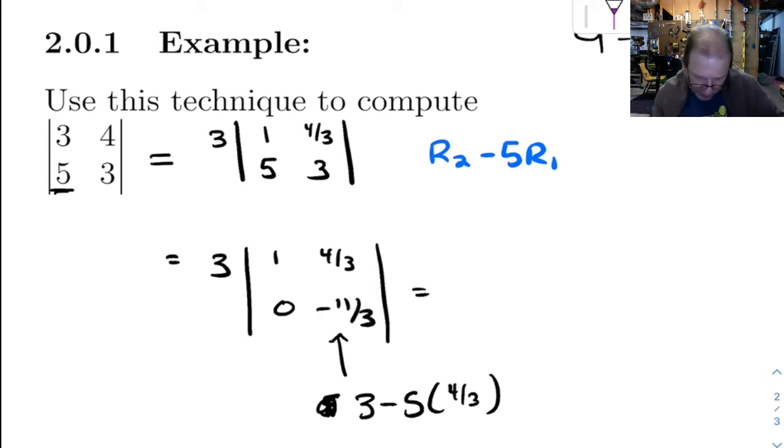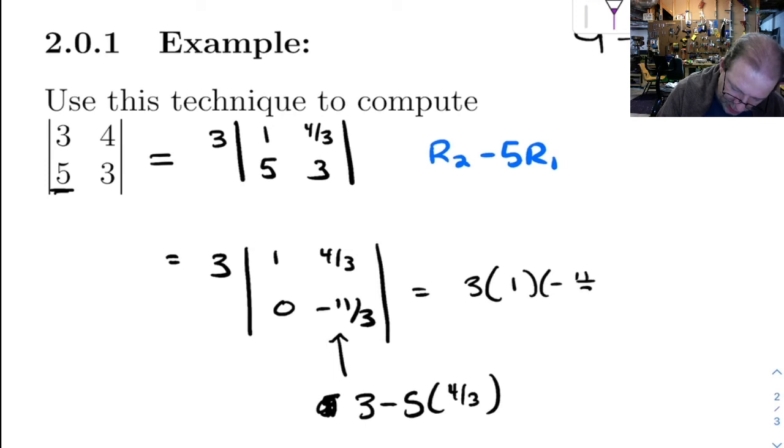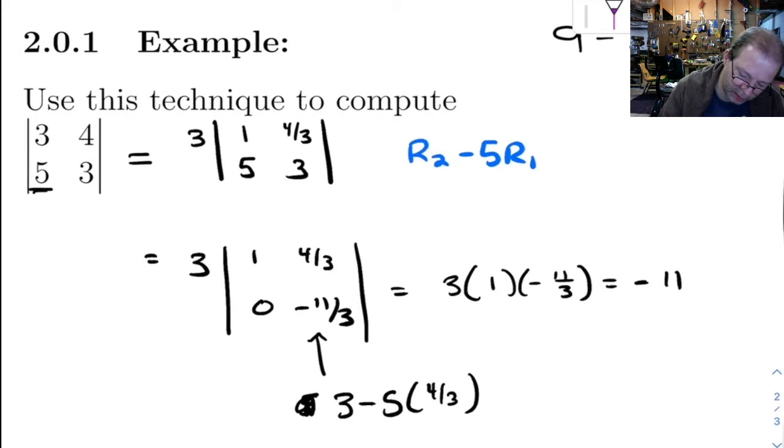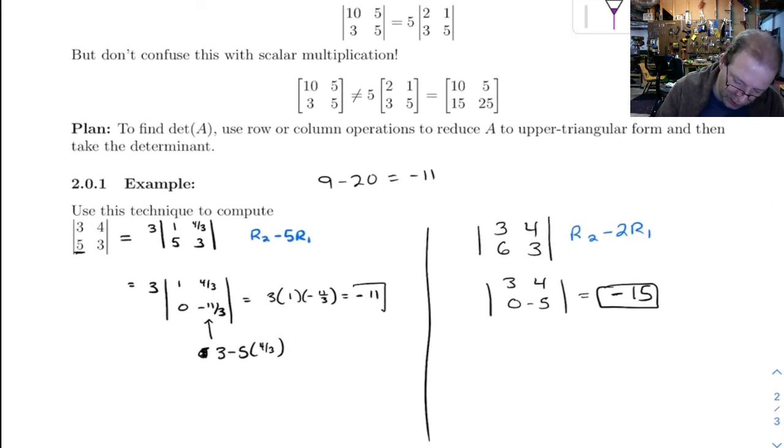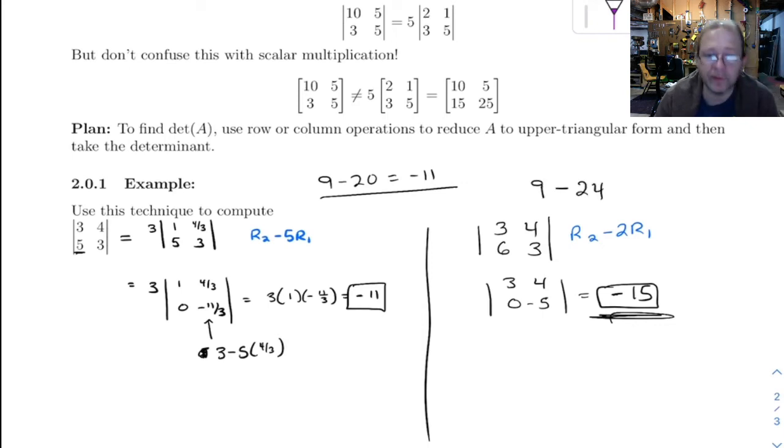So what's that give me? 3 times 1 times negative 11 over 3, which is negative 11. So again, on this example, and on this one over here too, it's kind of silly to use this method because the cofactor expansion is much easier. This one over here, just to double check it, you get 9 minus 24, and sure enough you get negative 15.